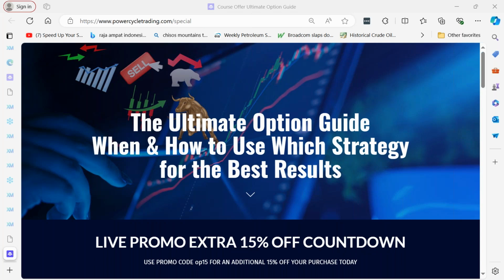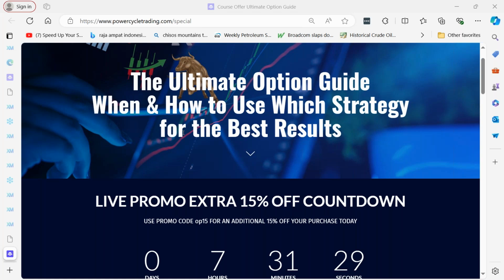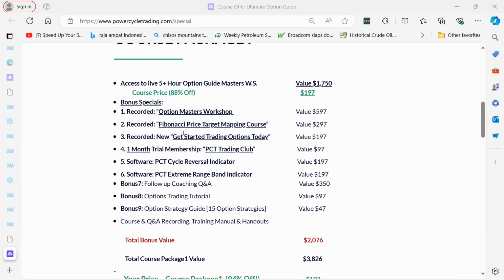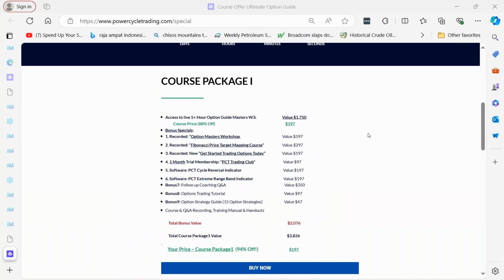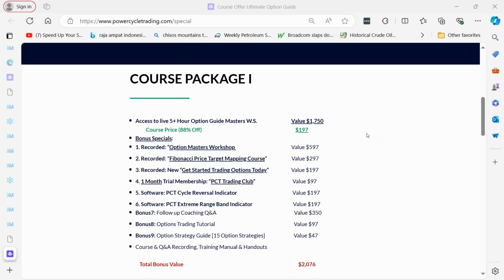So let's go through this real quick, and then we'll go into more detail on everything I was talking about. Here's what you're going to get. If we go down here, you can see there are two packages you'll have a choice of. The first, course package 1, would just be for the course next weekend. This will be about a 5+ hour course, what I call my Option Guide Masters course. It starts next Saturday, and then we'll finish off on Monday after that. The course price is $197, but if you use that OP15, you get 15% off, so your course price today would be $167.